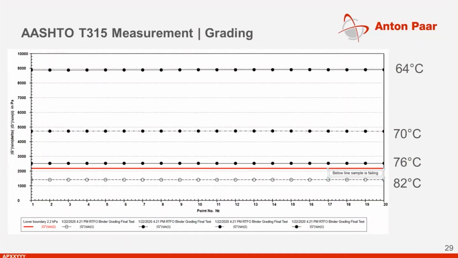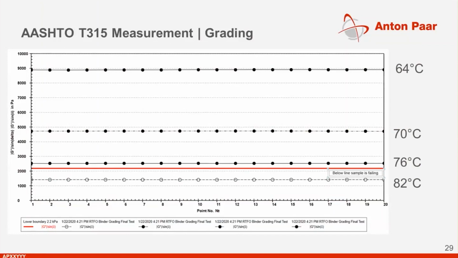For PAV binders, we are lowering the temperatures in 3 degree steps, so we do not increase like for original and RTFO, but we are lowering the temperature in 3 degree steps. And we are doing this until we reach the fail criteria, which is larger or equal to 5,000 kilopascal, for the verification.